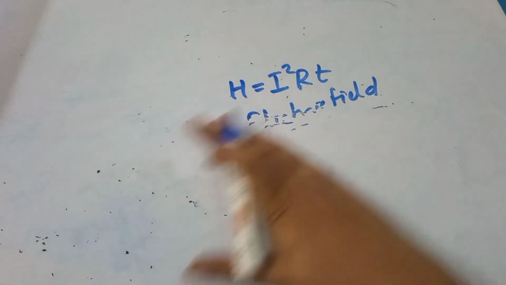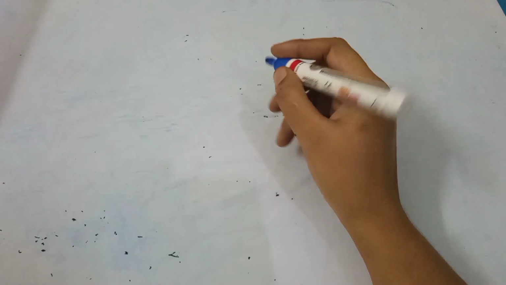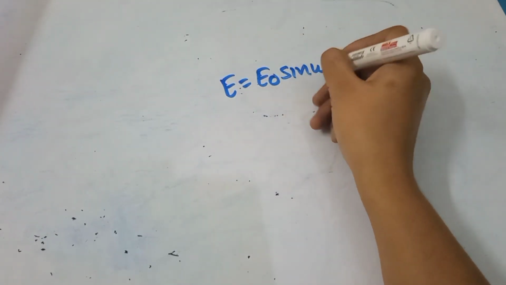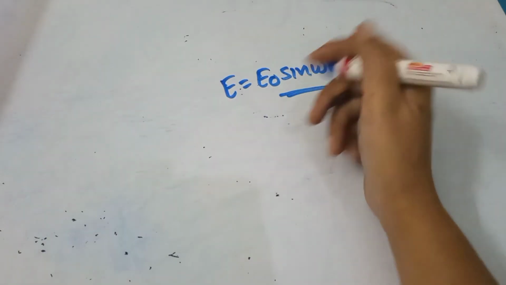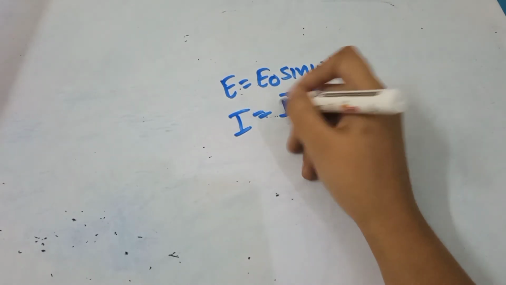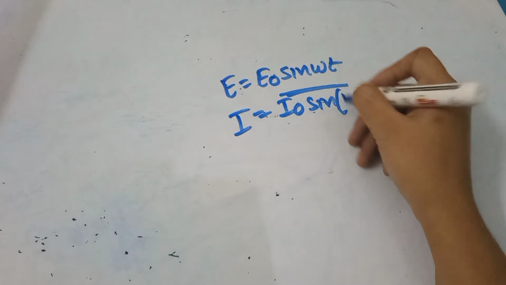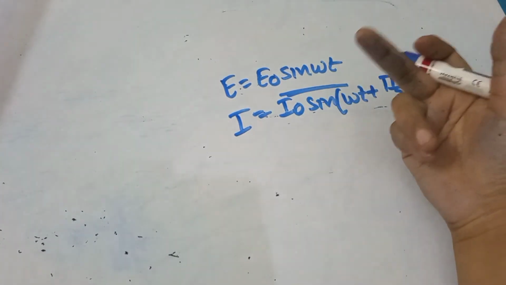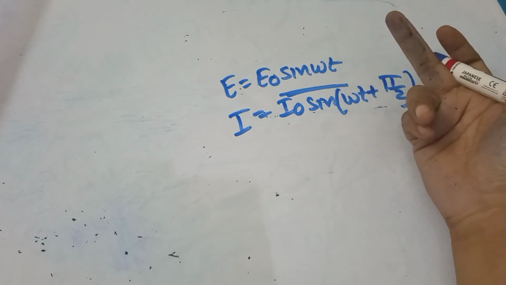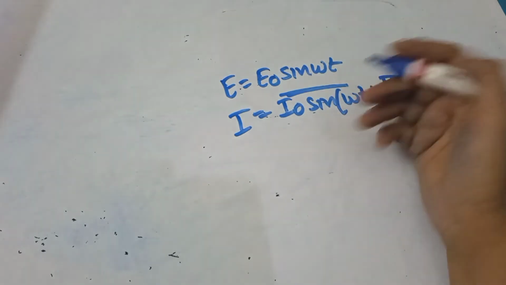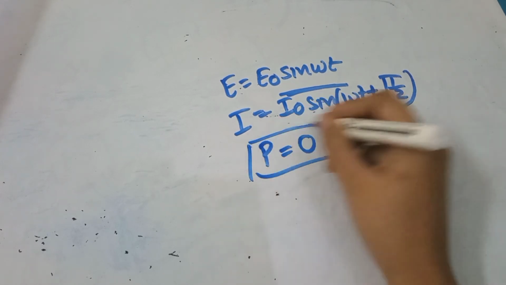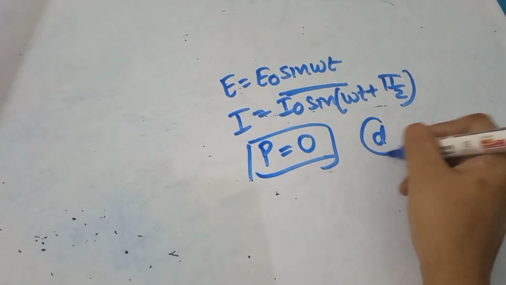In 23rd question, if in an AC circuit the applied voltage is E equal to E naught sine omega t, and the resultant current is I equal to I naught sine omega t plus pi by 2, the average power consumed in the circuit. Average power in the AC circuit is equal to 0. So D is our right option.